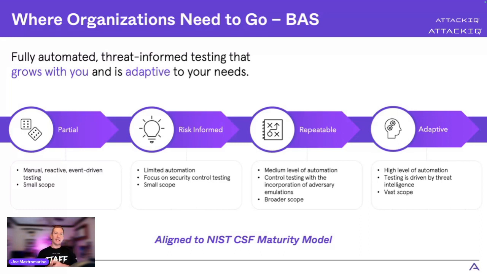And that helps you guide the type of testing that you're doing. Let's use some intelligence. Let's use some risk-based decisions on the things that we have and what we're concerned about. So you want an automated, threat-informed approach to your testing that is both adaptive to your unique needs and grows with you as your organization matures.